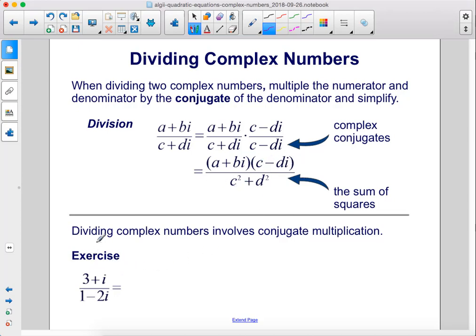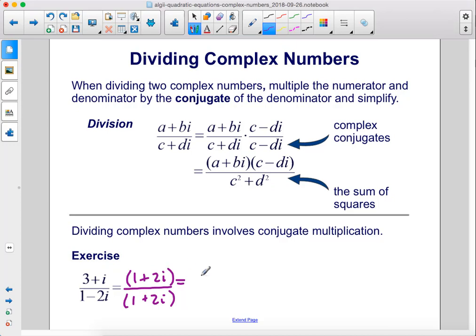Alright, so dividing complex numbers involves conjugate multiplication. So we have 3 plus i over 1 minus 2i. So we're going to multiply this by 1 plus 2i over 1 plus 2i. So that's the conjugate of the denominator. That will give us, so we're going to do FOIL here.